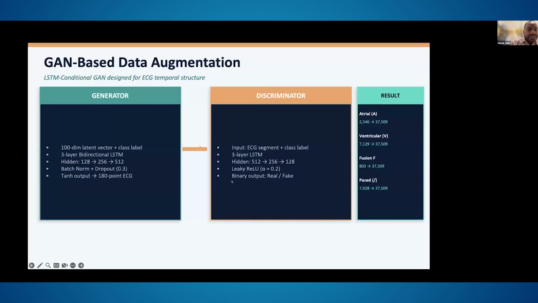So how we did data augmentation. Data augmentation is something where we create fake data based on the available data sets, because we don't have enough data for some of these minority classes. So what we did is generate some kind of data set based on these minority classes.